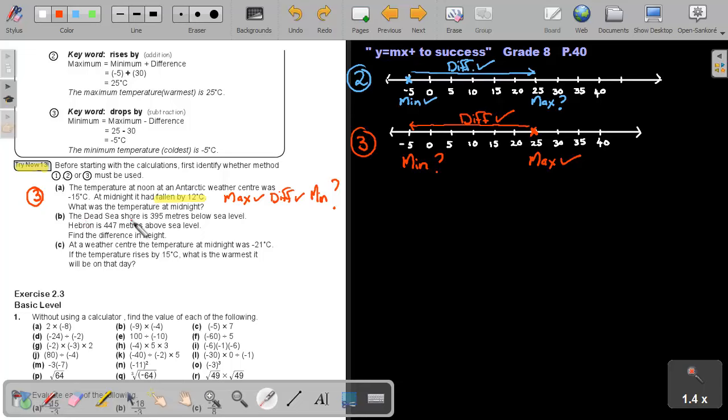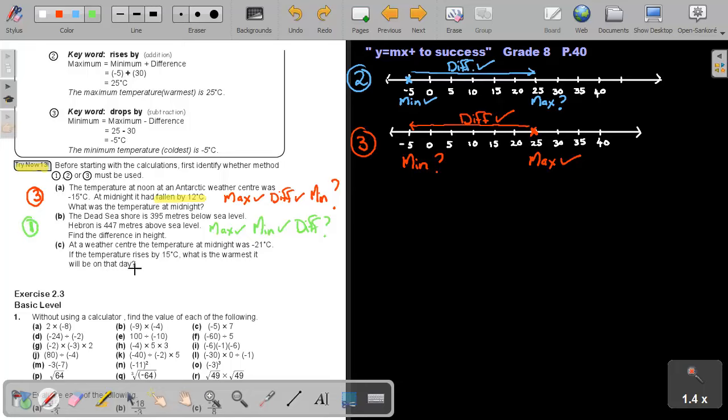The Dead Sea shore is 395 meters below sea level. Hebron is 447 meters above sea level. Find the difference. Oh, this is an easy one. This is the difference. So they are giving me the maximum. They are giving me the minimum. And they are asking me to find the difference. Can you remember? We did this in method 1.